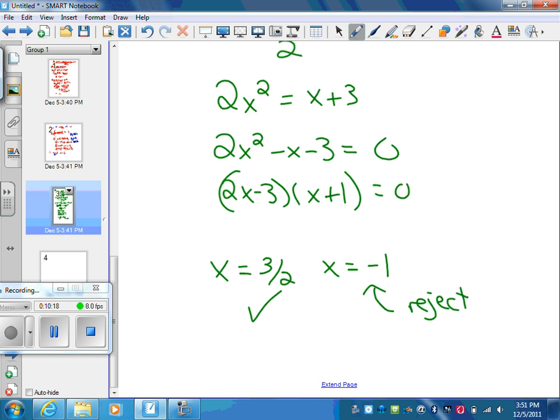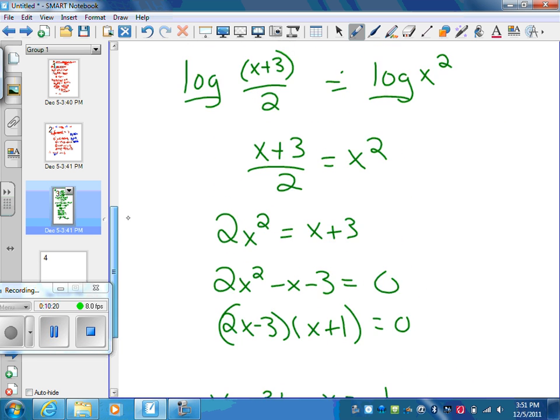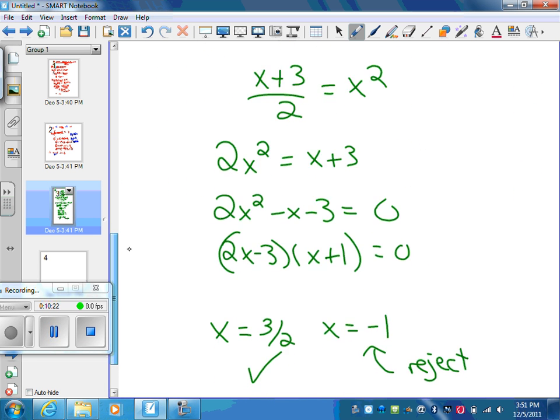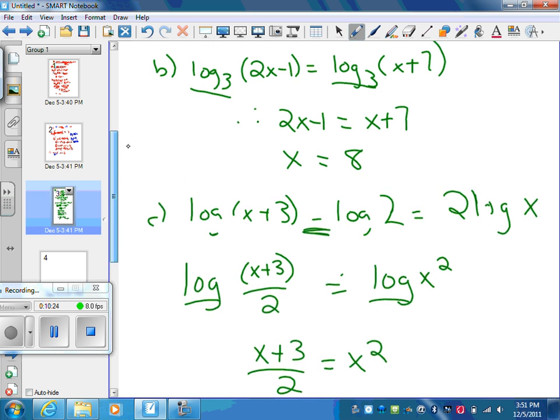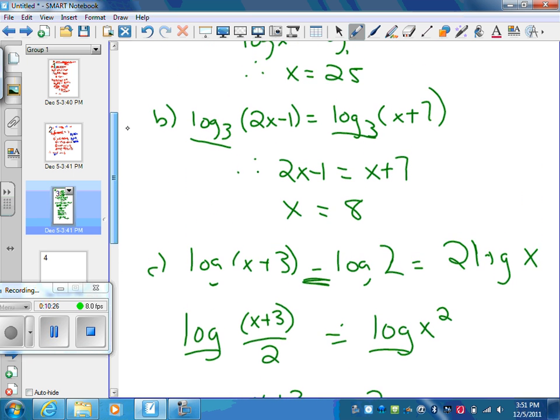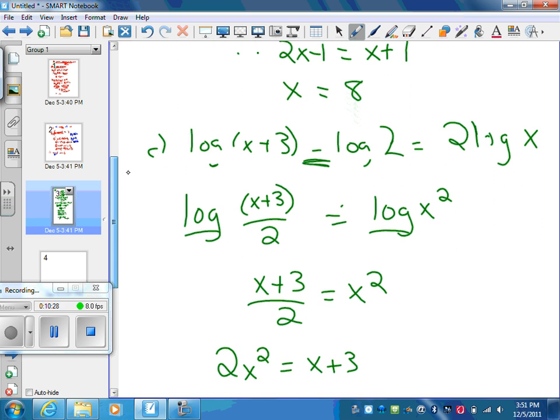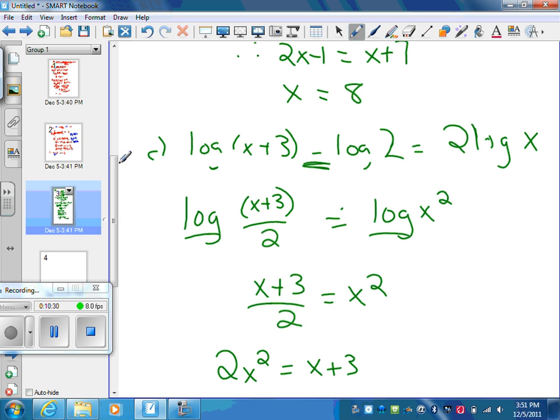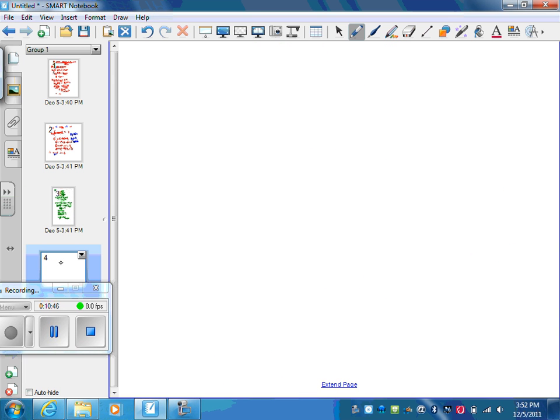Why do we reject that one? Because if I were to sub this in, here's my problem. I get log 2 times log of negative 1. So 10 to the power of what gives me negative 1? Absolutely nothing. There's no such number. So that's why we have to reject that. Okay, last case.